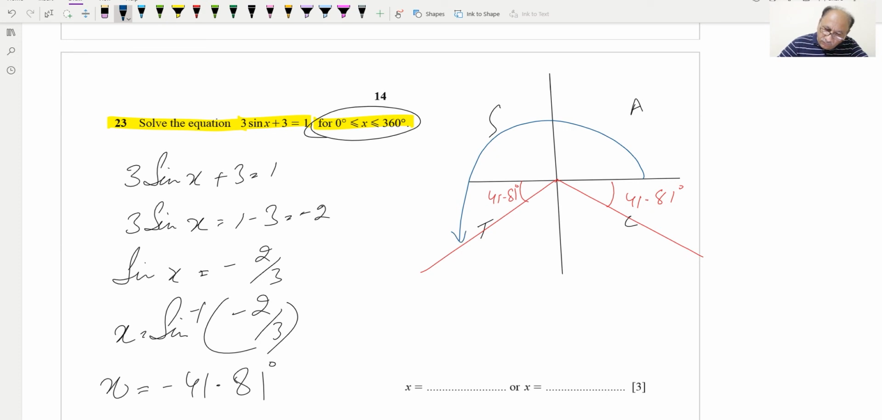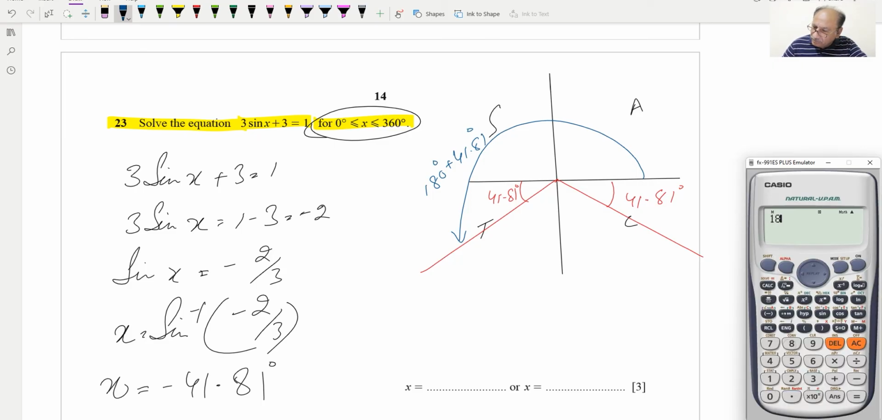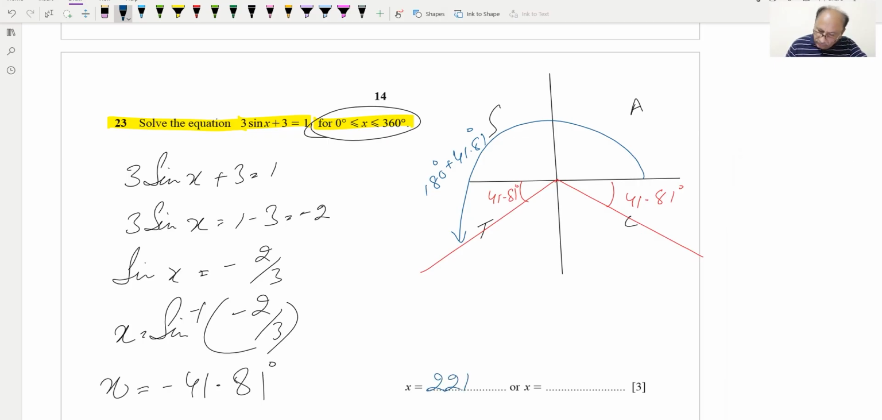which is 180 plus 41.81. So this will be 180 plus 41.81, which is equal to 221.81. So 221.81 will be this angle which we have calculated.